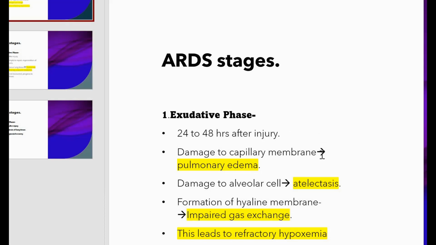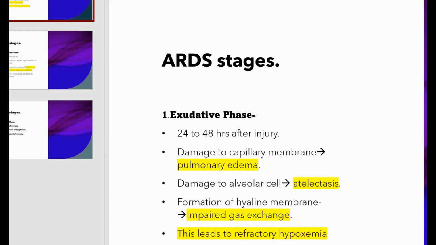As you know, in ARDS, there is damage to the alveolar capillary membrane. So when there is damage to the membrane, fluid leaks into the alveoli. When fluid leaks into the alveoli, that leads to pulmonary edema, and there is damage to the alveolar cells which produce surfactant. There is no surfactant, that leads to atelectasis or lung collapse and formation of hyaline membrane. What is hyaline membrane? In this phase, there is damage to the alveolar cells, and the damaged alveolar cells accumulate in the alveoli, leading to the development of hyaline membrane.